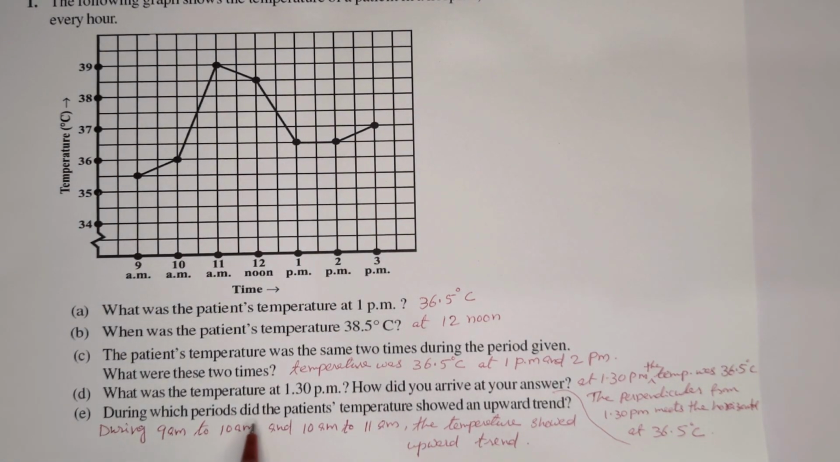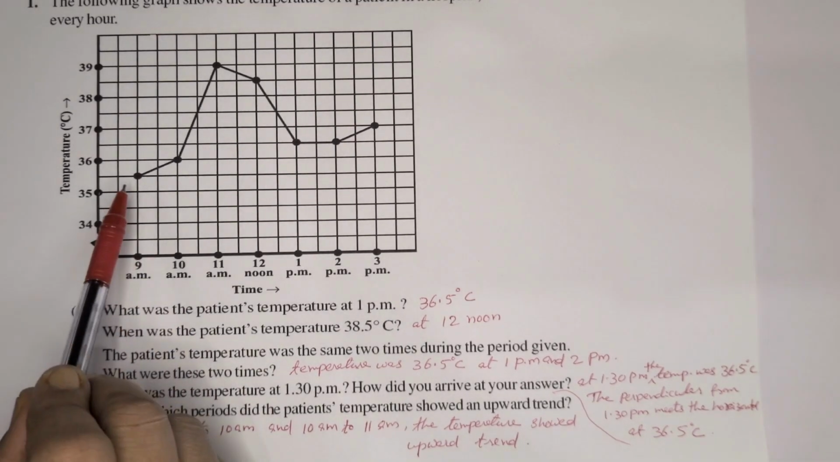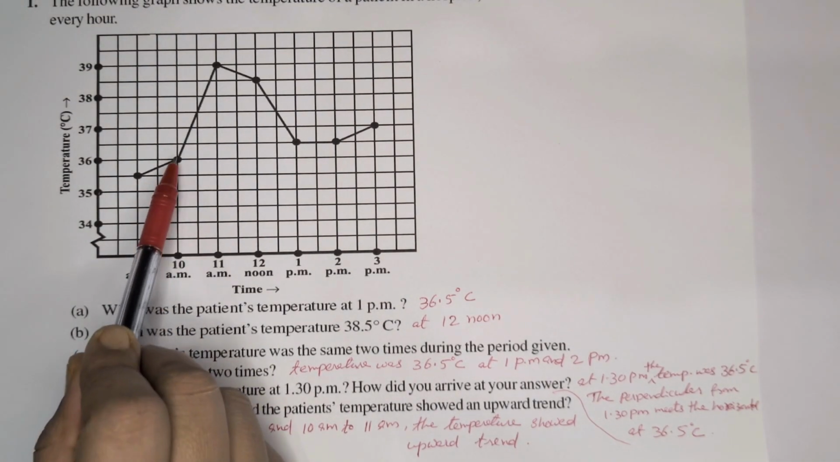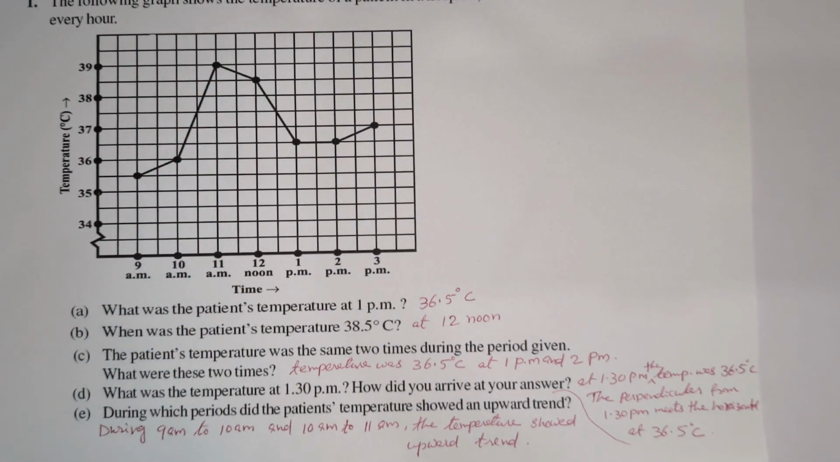Next one, during which period did the patient's temperature show an upward trend? We can see from 9 to 10 a.m. and 10 a.m. to 11 a.m. The temperature showed an upward trend.